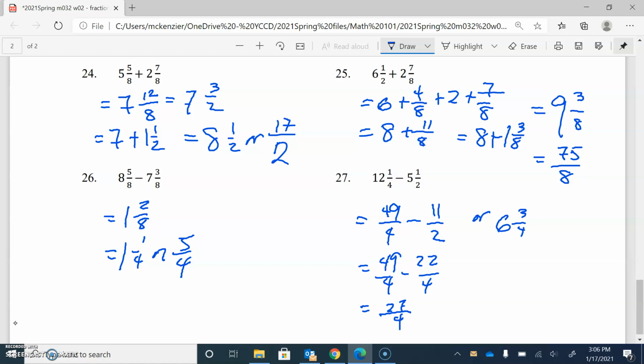Okay, so there we have a bunch of different fraction examples. I hope that they were helpful.